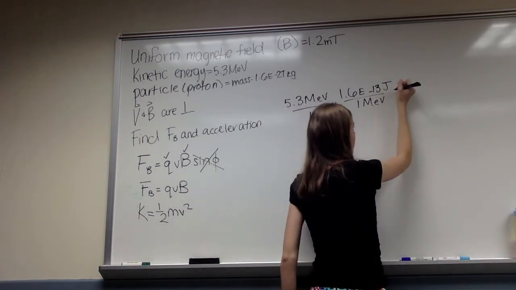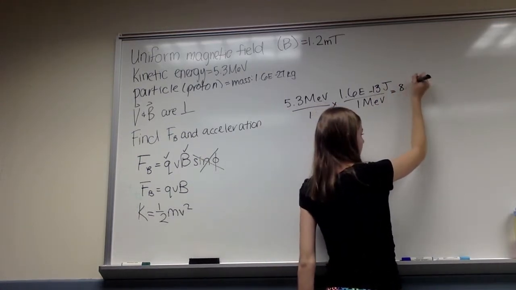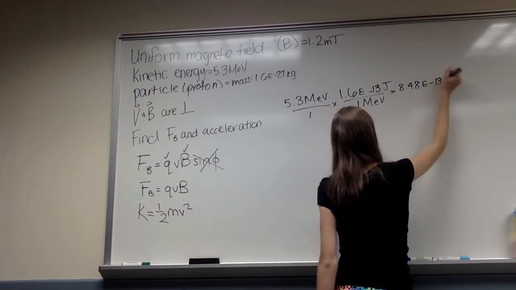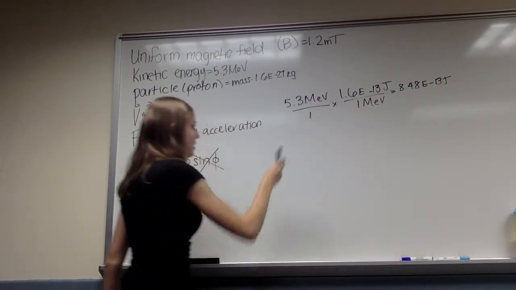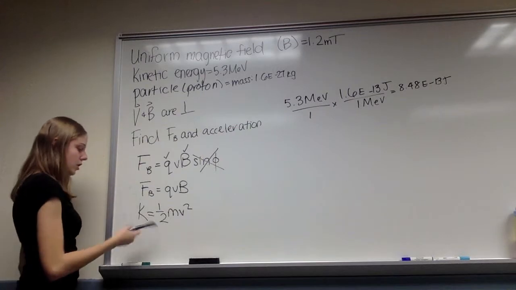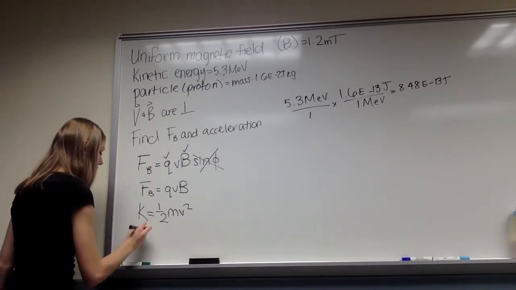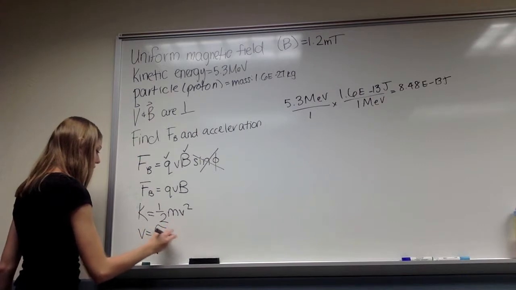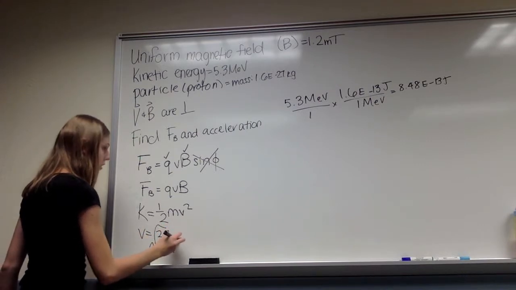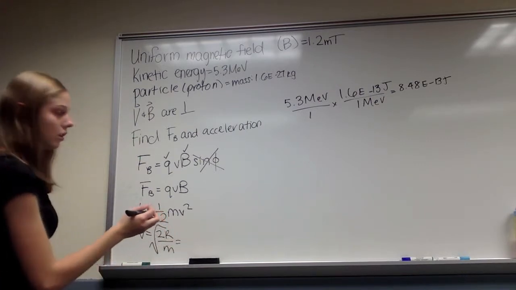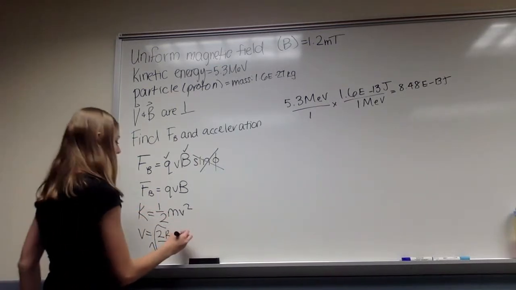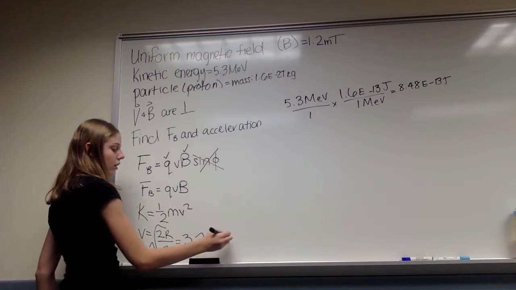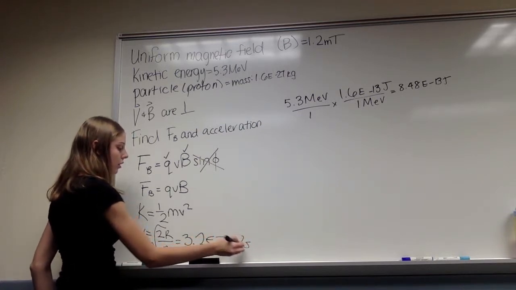So that gives us 8.48 times 10 to the negative 13th joules. Now that we have that value, we can plug it into the equation here to solve for V. So V equals the square root of 2K over m, which equals 3.2 times 10 to the 7th meters per second.